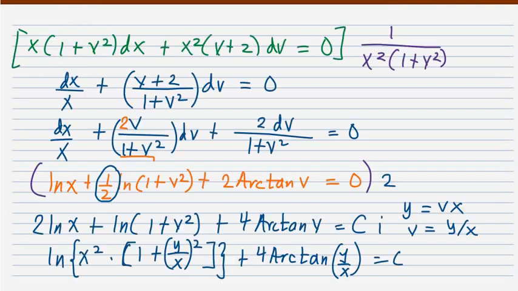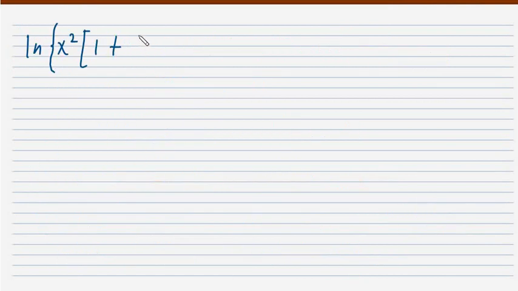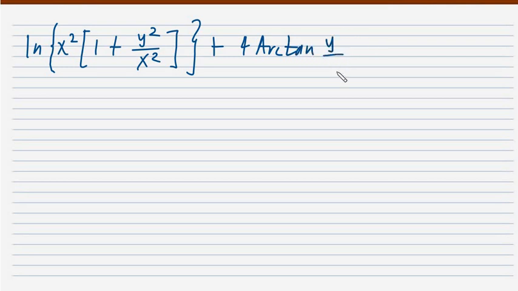So let's go to our next page. You have ln of x squared times the quantity 1 plus y squared over x squared, plus 4 arctangent y over x is equal to c.